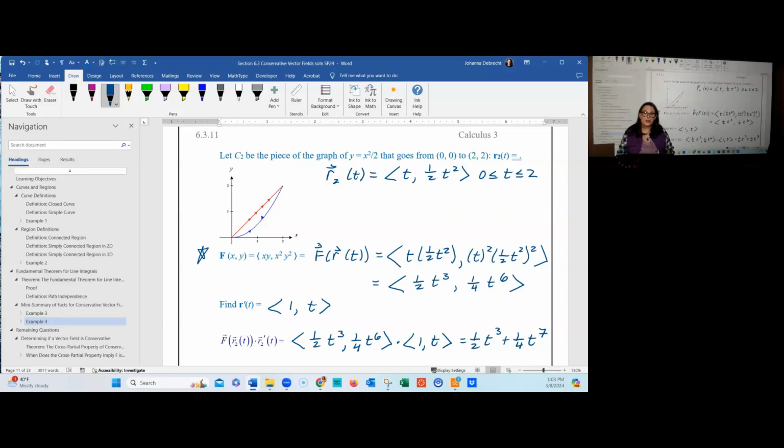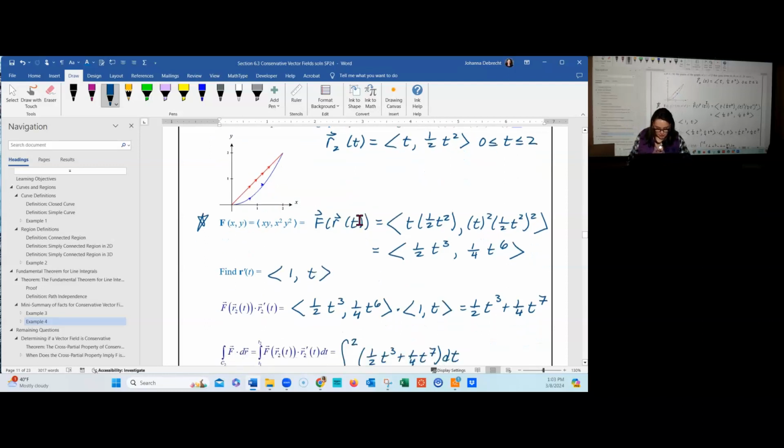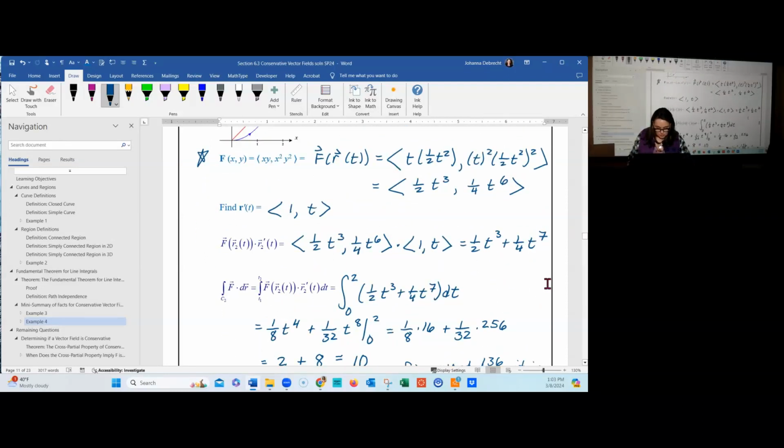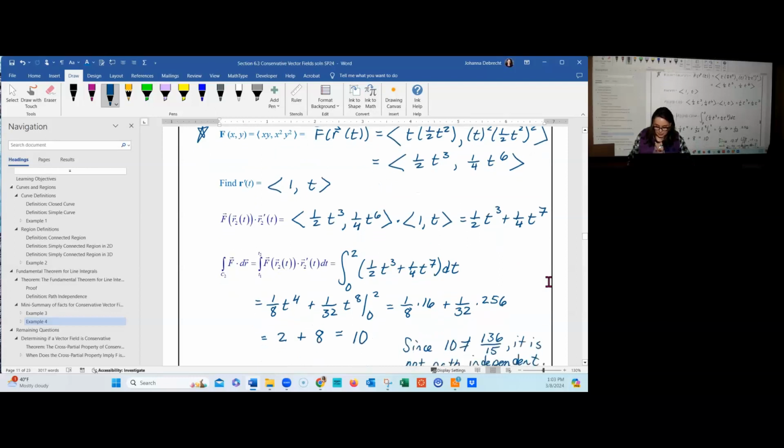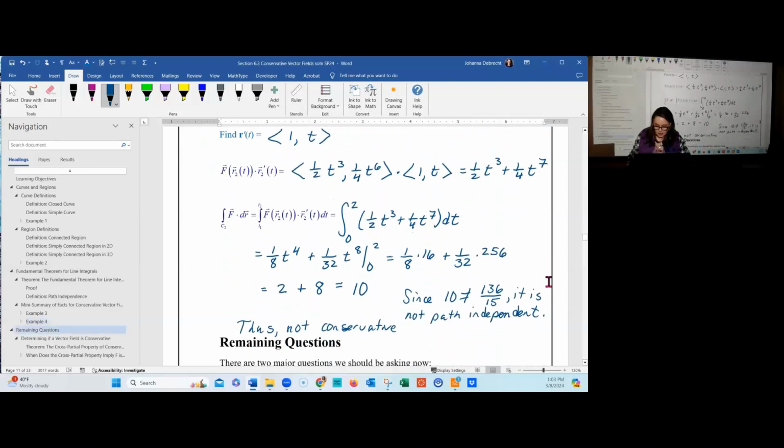In order to compute the vector line integral, we need f of r of t dotted with r prime of t, so we need to find r prime. Based on my definition of r as t, 1/2 of t squared, r prime becomes 1, t. Then I take the dot product of f of r of t with r prime of t, and I get 1/2 t cubed plus 1/4 t to the seventh.